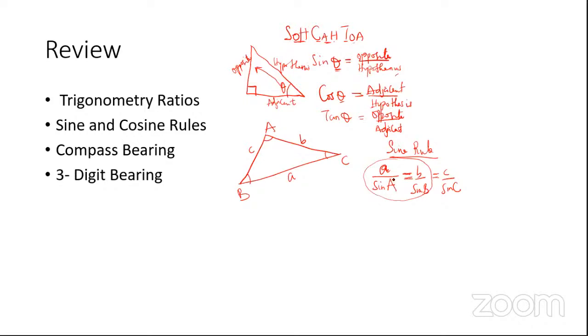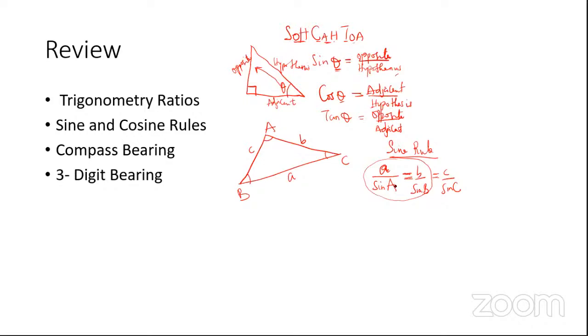To give you the 3, they must give you a complete pair, either small a and big A, or small b and big B, and then they will give you 1 out of the other. For example, if they give us side a and angle A, and maybe side b, from there we can calculate angle B.